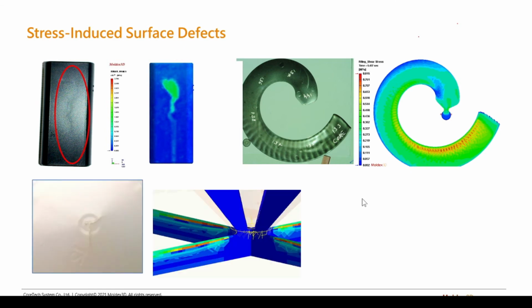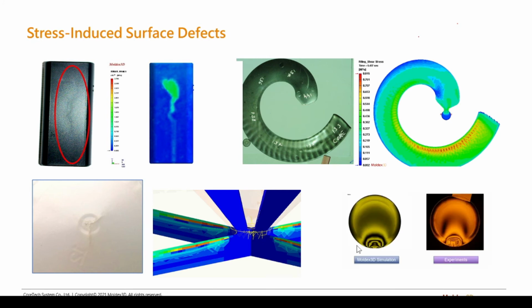This over here is another shear-related defect on the part right at the gate, and we see that right after the material gets through the gate, we have a pretty high velocity gradient right at the surface of the part, and that caused a small amount of cracking.